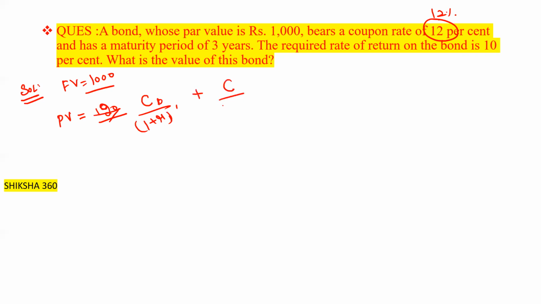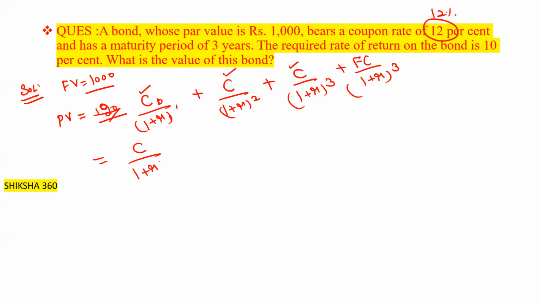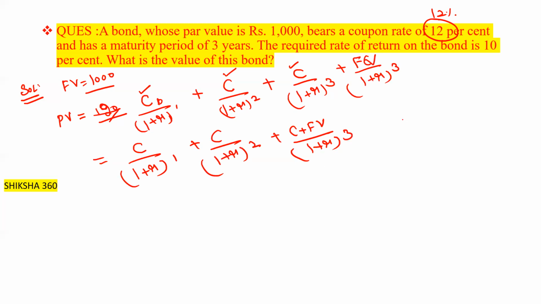For the second year, the discount factor is 1 plus R power 2. For the third year, it is 1 plus R power 3, and along with the third year's coupon you will also get the face value. In the first year we get only the coupon, in the second year only the coupon, and in the third year the coupon plus face value. In simple terms, the value is C upon 1 plus R power 1, plus C upon 1 plus R power 2, plus C plus face value upon 1 plus R power 3.